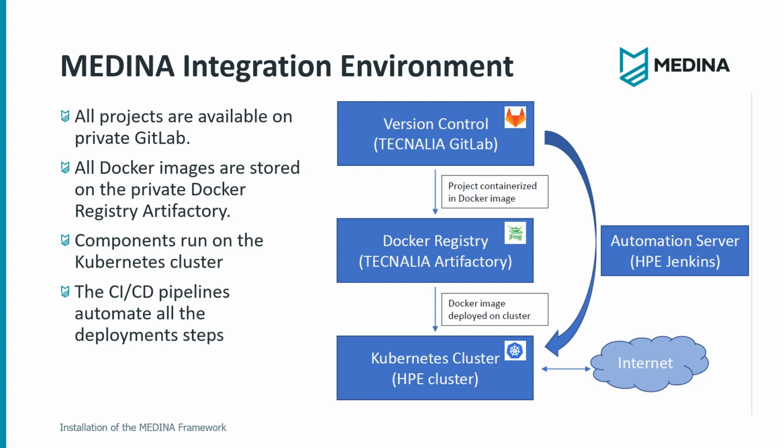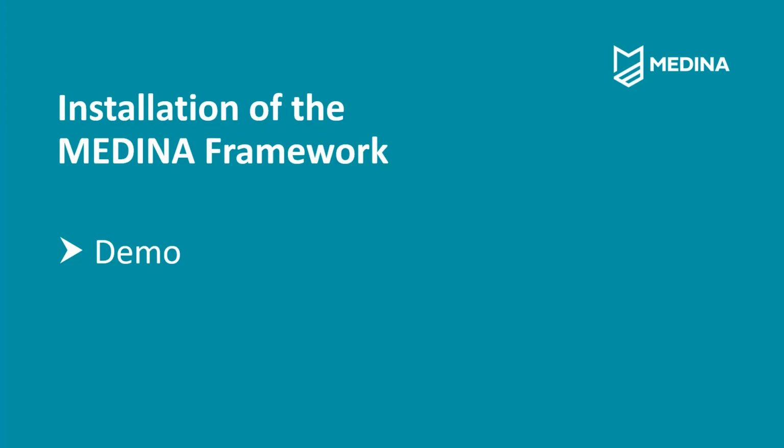So, the user has to push his code on GitLab, then build the Docker image and push it on the private Docker registry, then deploy it on Kubernetes, by applying all the different Kubernetes manifest files that are needed for deploying his software artifact on Kubernetes. We have automated all these steps through the use of the Jenkins automation server. Now, let's see a demo of the CI/CD Jenkins pipeline.